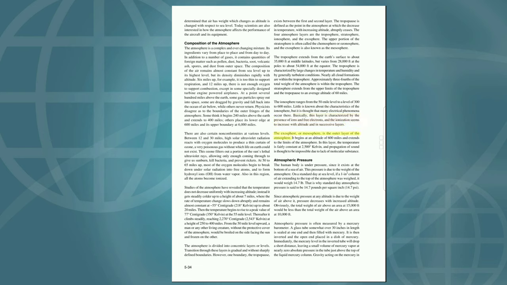The exosphere, or mesosphere, is the outer layer of the atmosphere. It begins at an altitude of 600 miles, and extends to the limits of the atmosphere. In this layer, the temperature is fairly constant at 2,500 degrees Kelvin, and propagation of sound is thought to be impossible due to lack of molecular substance.